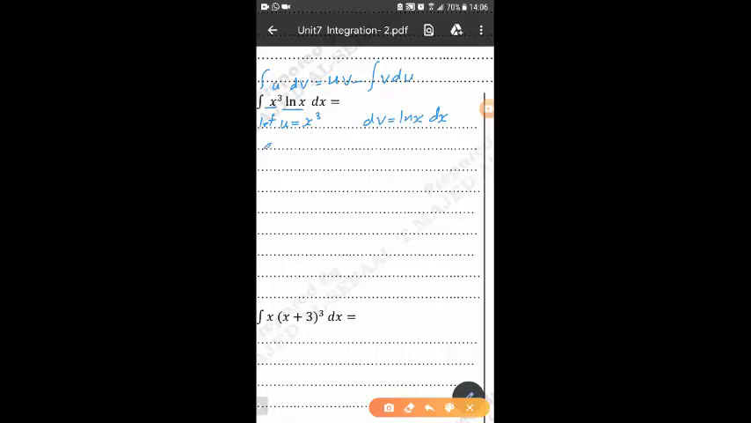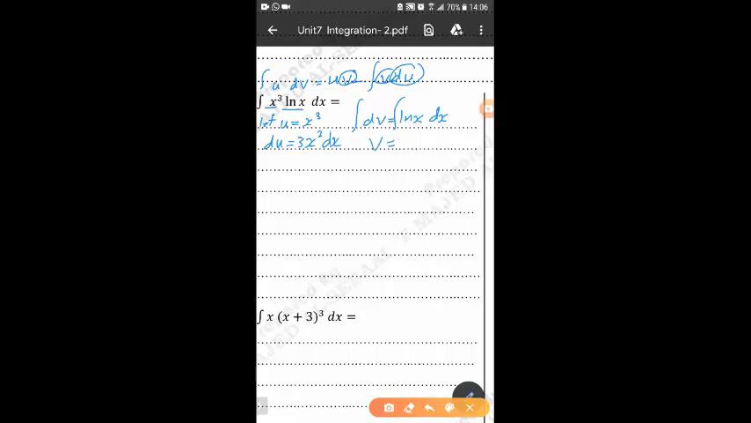Now I will try to find du. Why do I need du? Because I need it in my rule. But du is easy. It's 3x squared dx. Also, I need v. Why v? Because I need it here and here in my rule. So how can I find v, by integrating both sides. Integration of dv is v equal integration of ln x.